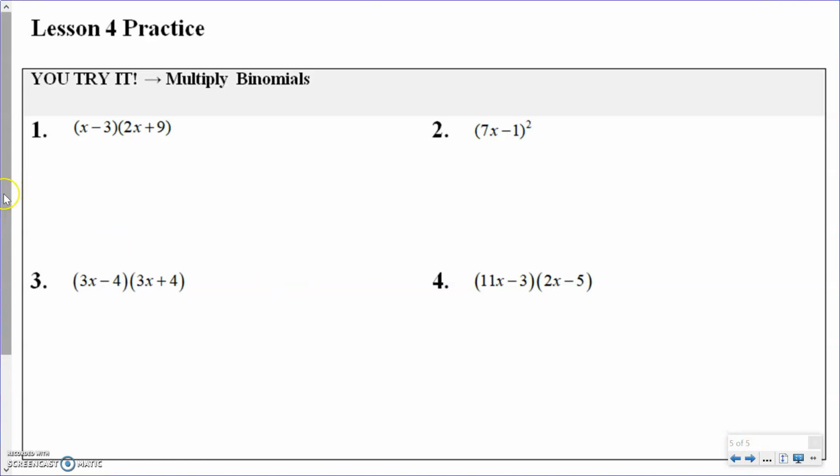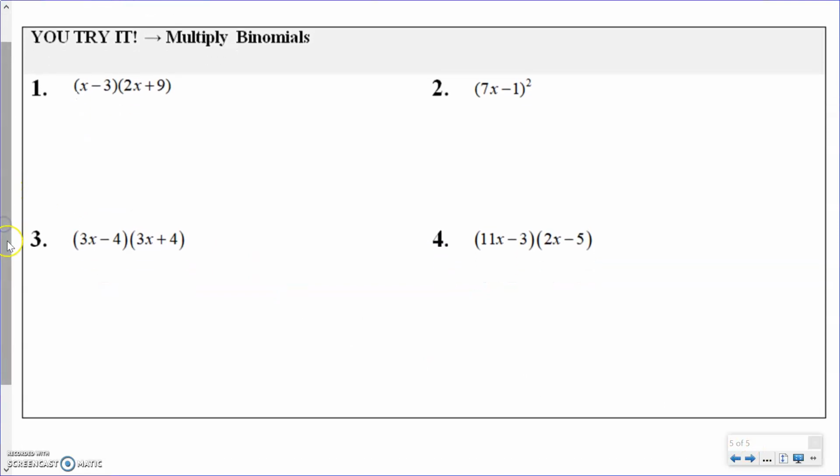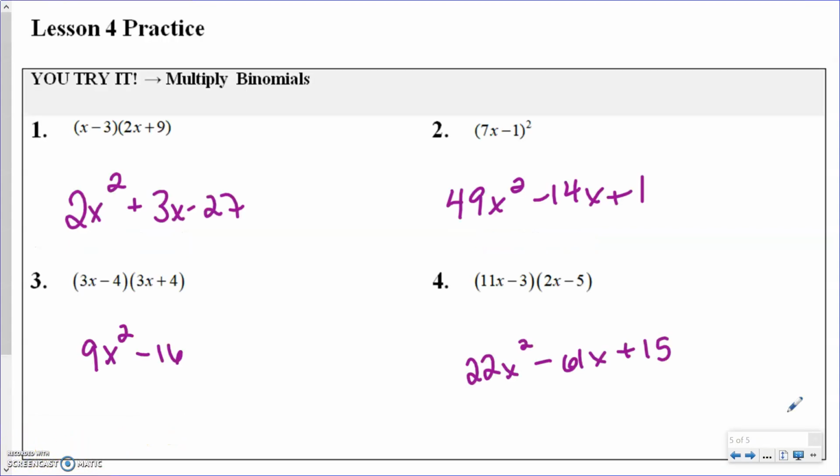Okay, you try it. There's 4 problems here. Come back and check your answer. So hit pause while you do it, and then come back and see how you're doing. Okay, I didn't show the steps there, but the answers are there. So go ahead and check your work.